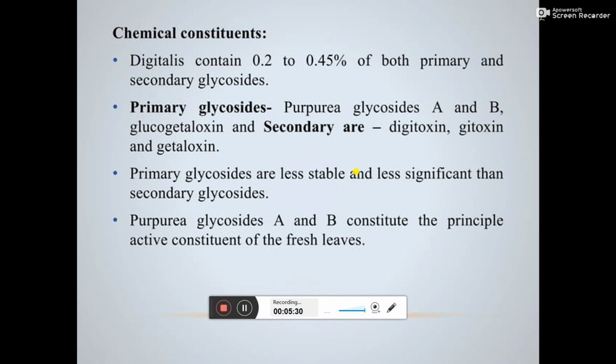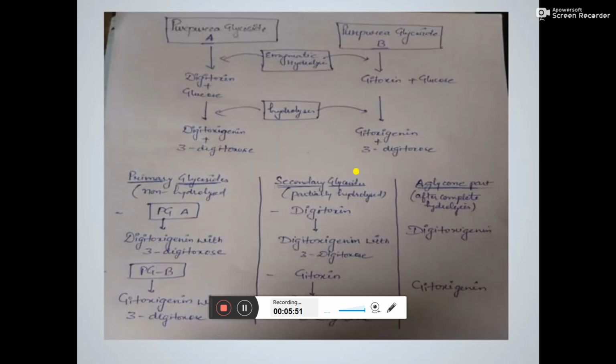Primary glycosides like purpurea glycoside A and B, then gluco-gitaloxin, then secondary glycosides that is digitoxin, gitoxin and gitaloxin. Primary glycosides are less stable, less significant than secondary glycosides. Purpurea glycoside A and B are the main principal constituents of the fresh leaves.